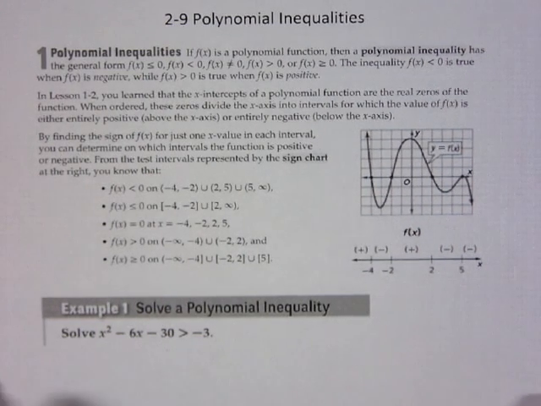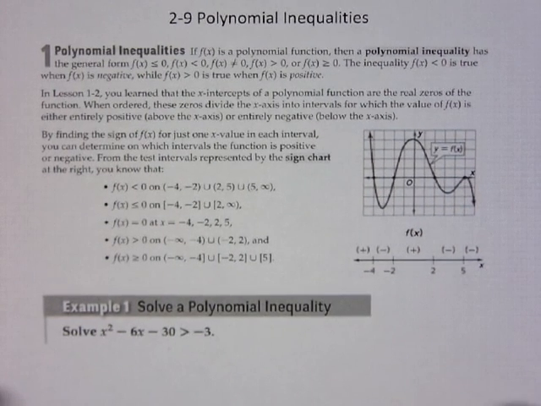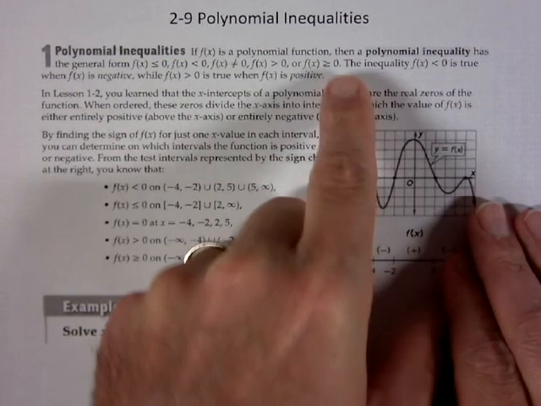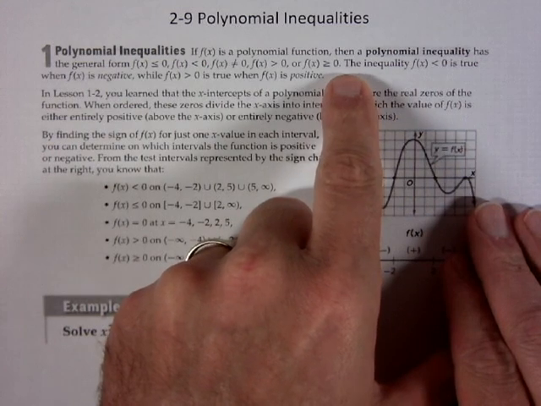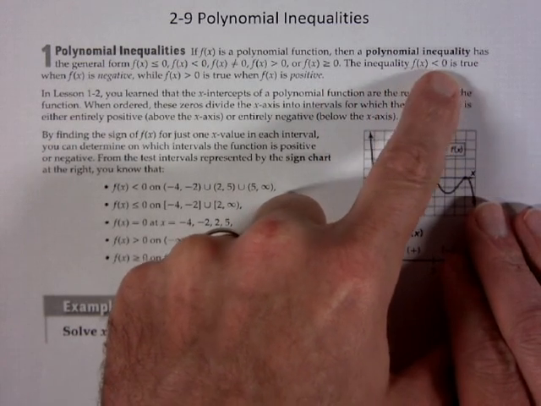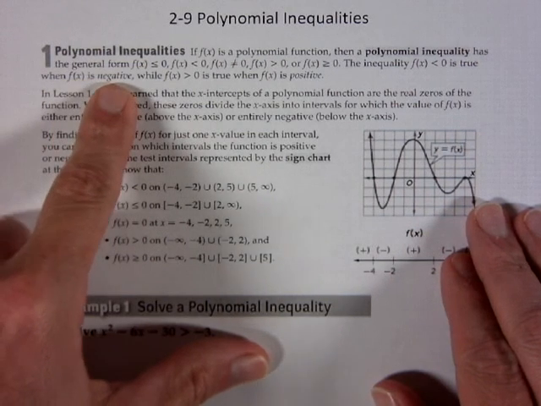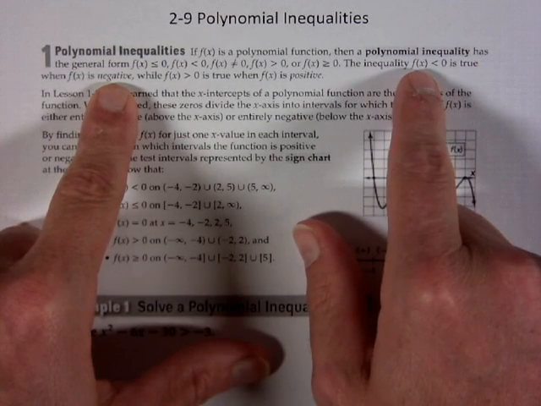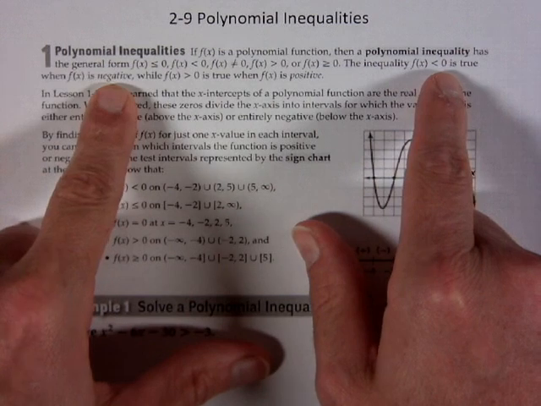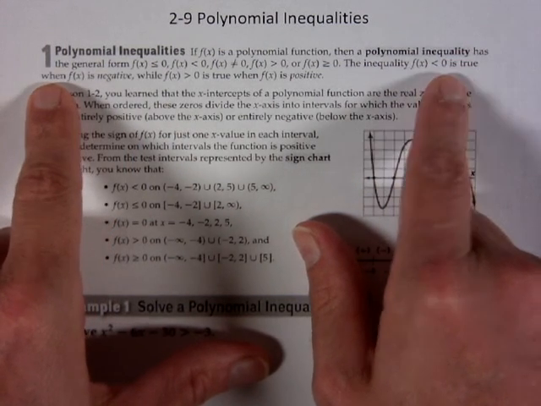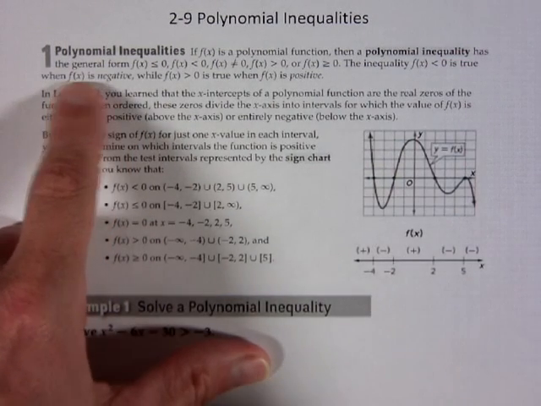Okay, in this section 2-9, the topic here is polynomial inequalities. And so the first main point that we want to get into here is that, starting with this statement right here, it says the inequality f of x less than 0 is true when f of x is negative. So the inequality f of x is less than 0 is true when the function itself is negative.